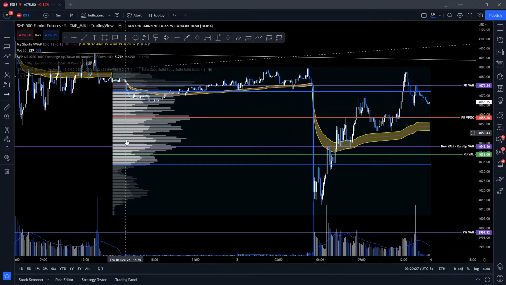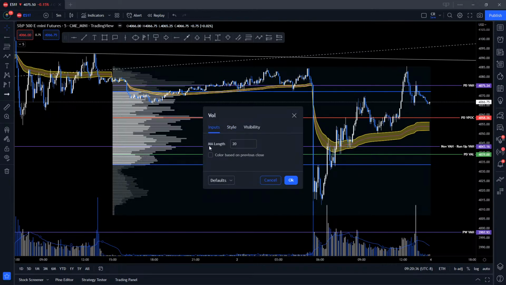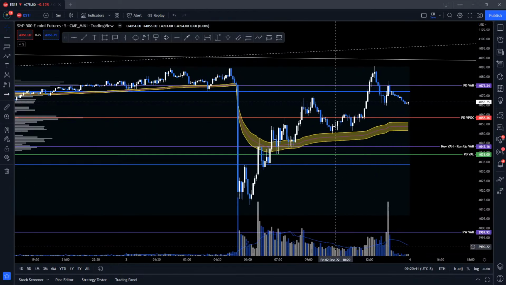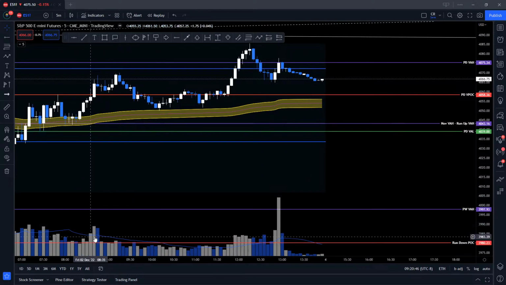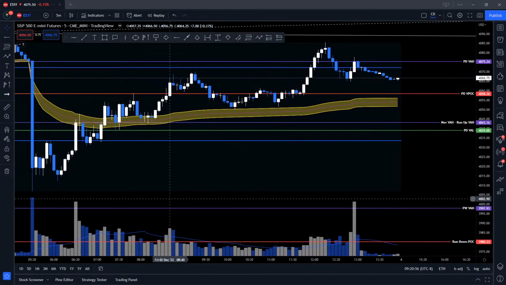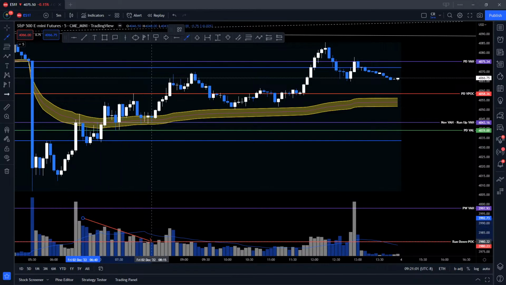I use my volume profiles. I will have my developing volume profile up for session volume profile. And then down here at the bottom, I have volume with a 20 moving average on it. When you're looking at volume, that 20 moving average will just give you an idea of if volume is higher than average. And then you always want to look at things like this. Here we have volume decreasing, right?